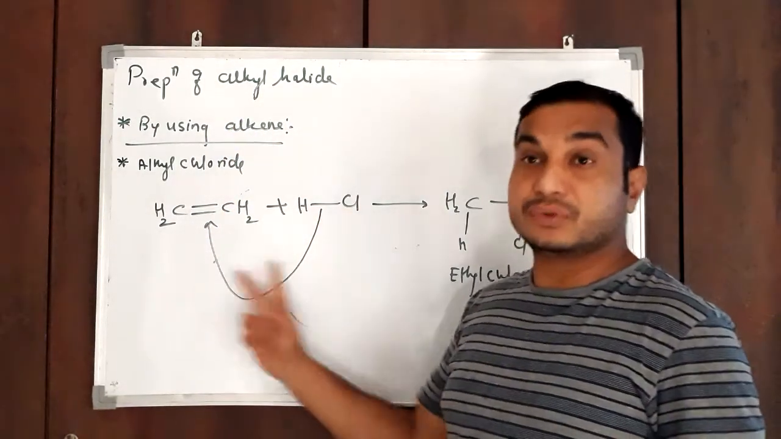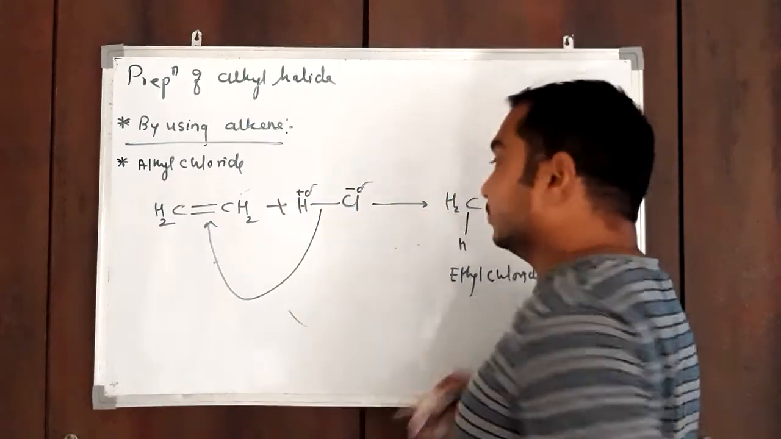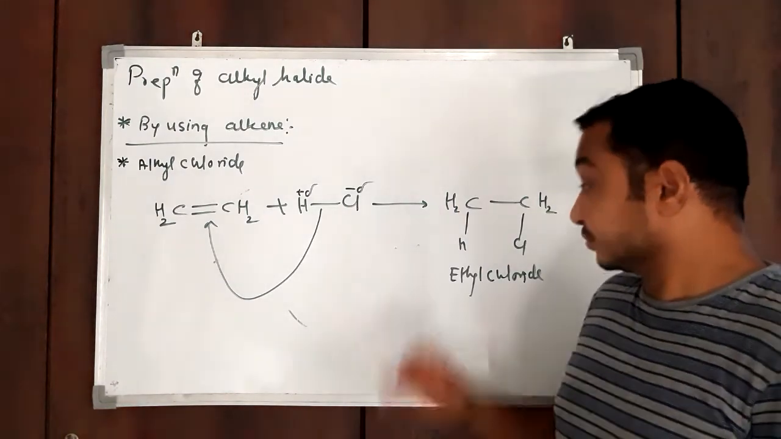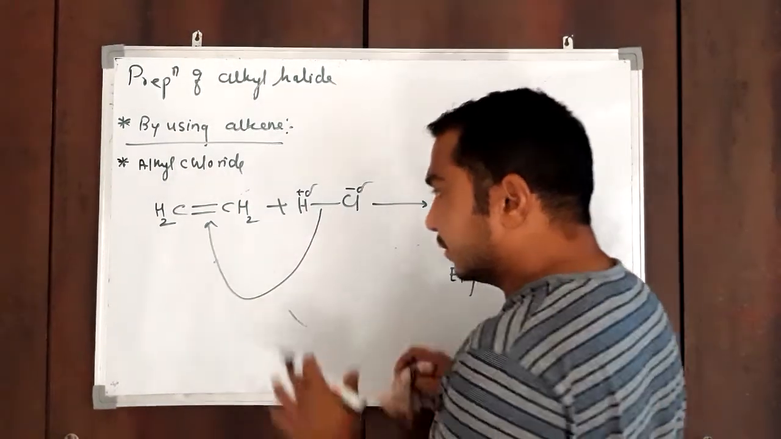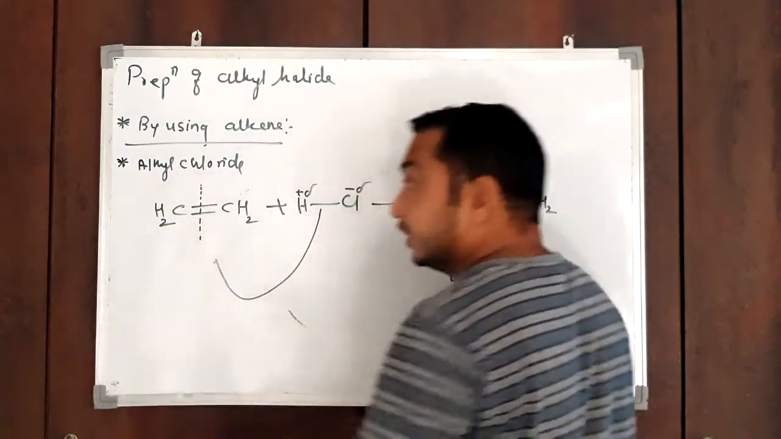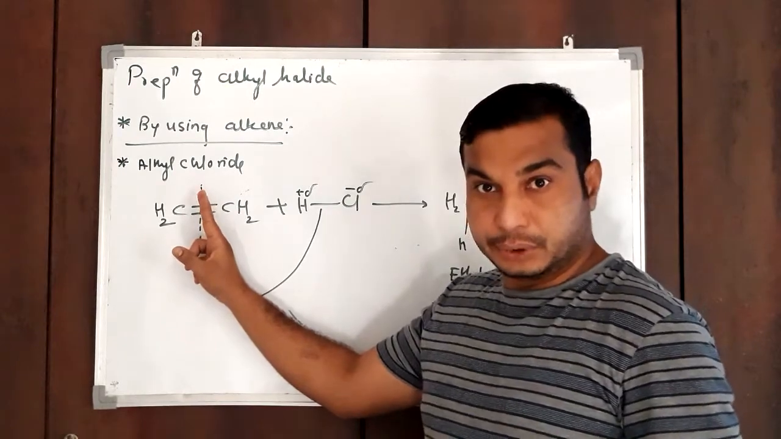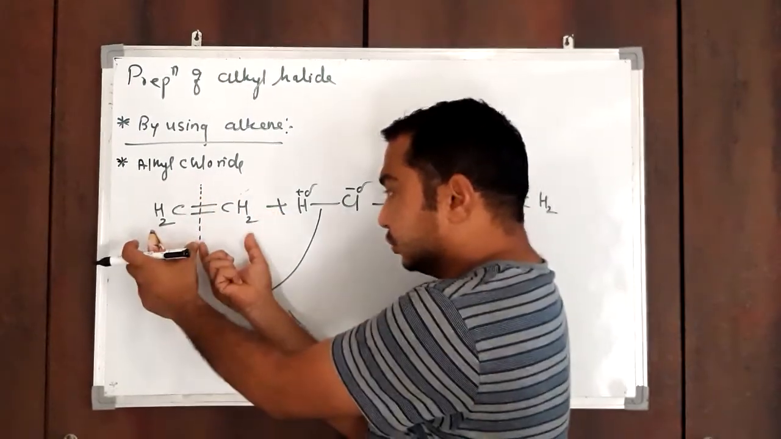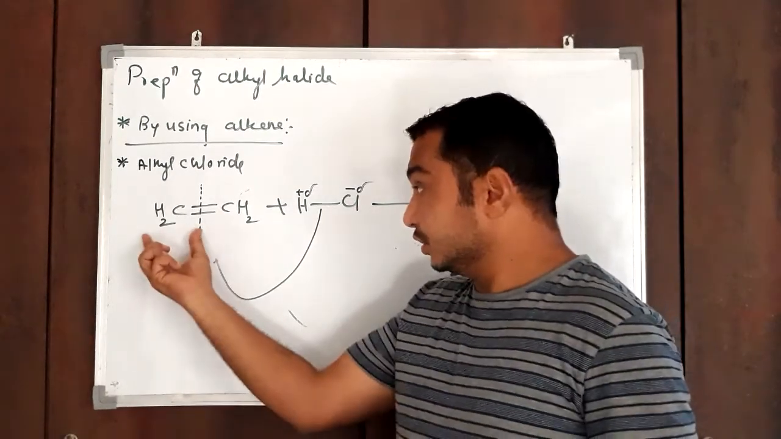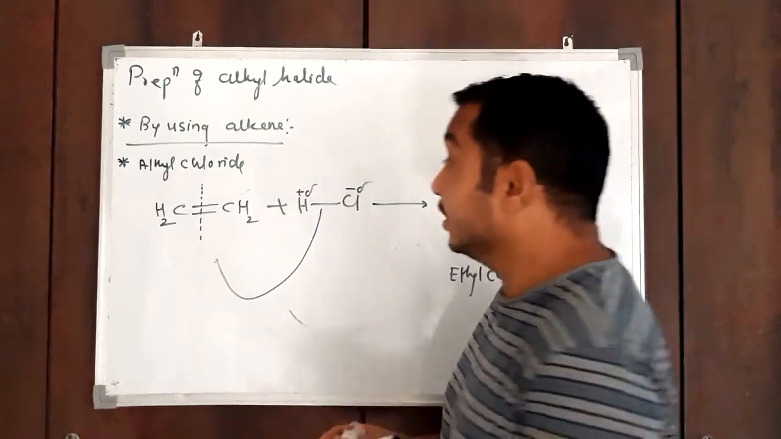Actually, it is an electrophilic addition reaction. Hydrogen atom adds first, then the chlorine atom. So that's why it is called electrophilic addition reaction. Now here the alkene taken is a symmetrical alkene. It is symmetrical because if you cut this molecule into two parts, then these two parts are identical with each other. See, this part and this part are identical. That is called symmetrical alkene.